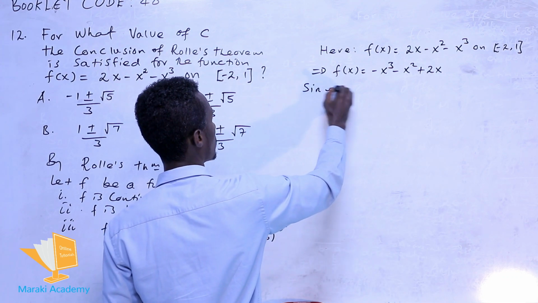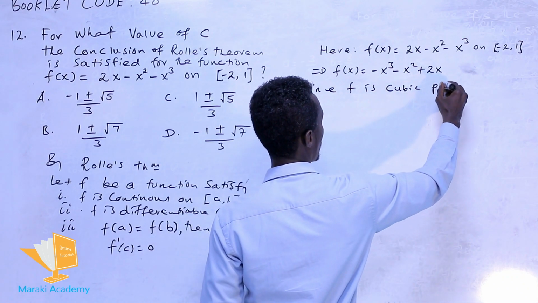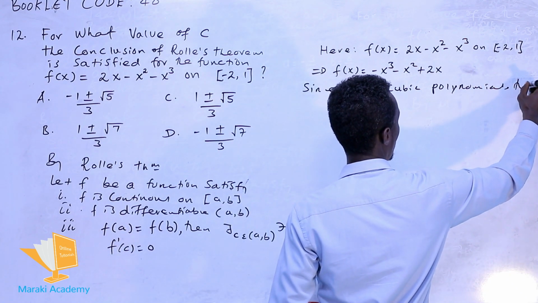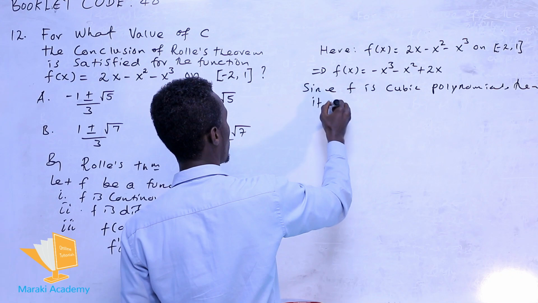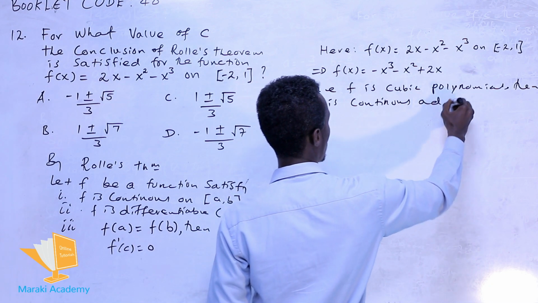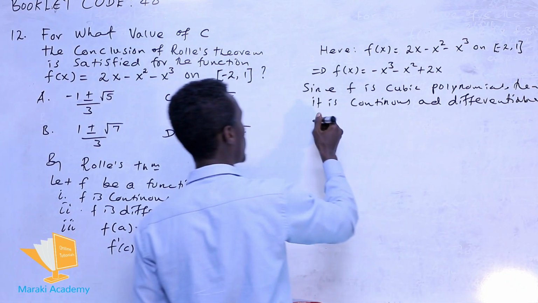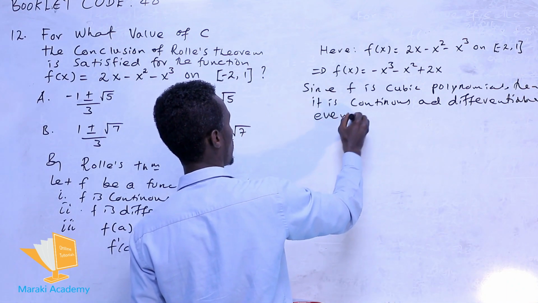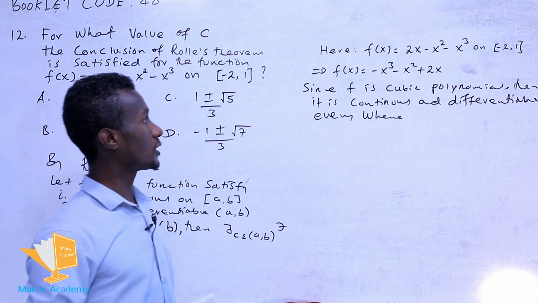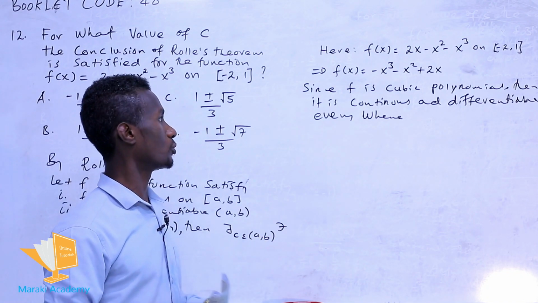Since f is cubic polynomial, then it is continuous and differentiable everywhere. So our function is also continuous on the closed interval minus 2 to 1, and it's also differentiable in the open interval minus 2 to 1.